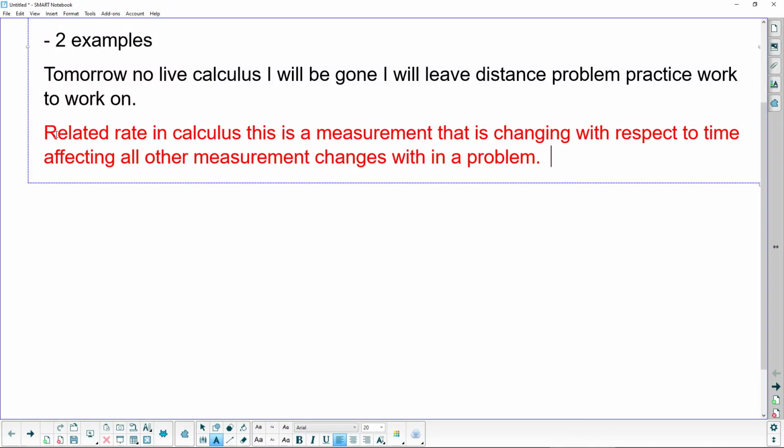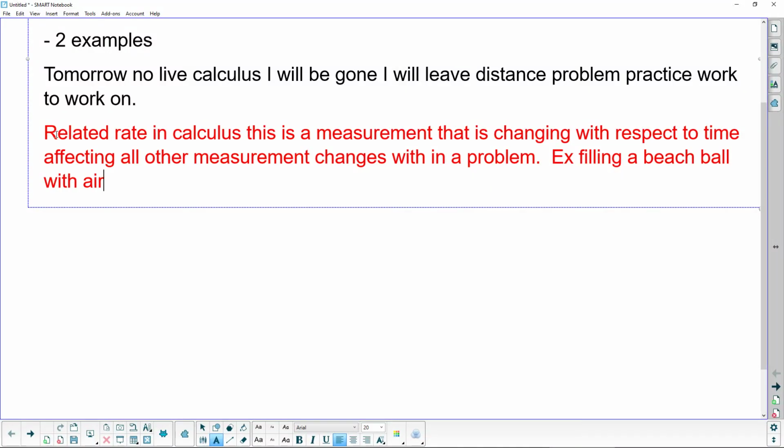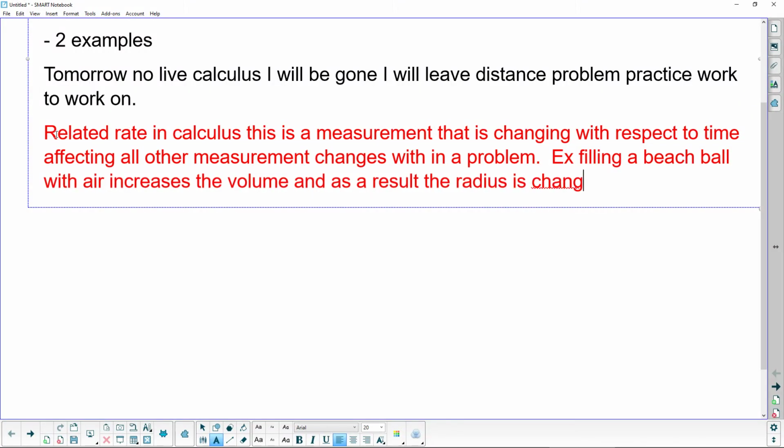So maybe we'll just type one in. Filling a beach ball with air increases the volume, and as a result, the radius is changing as well. Okay, so that's basically what we mean by related rates.